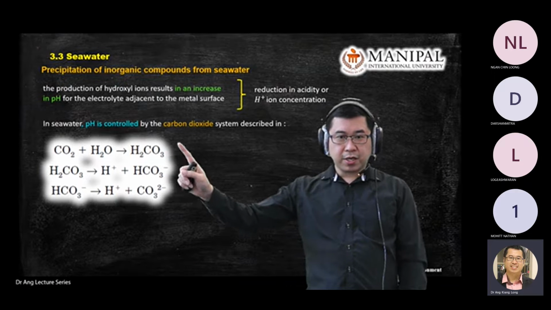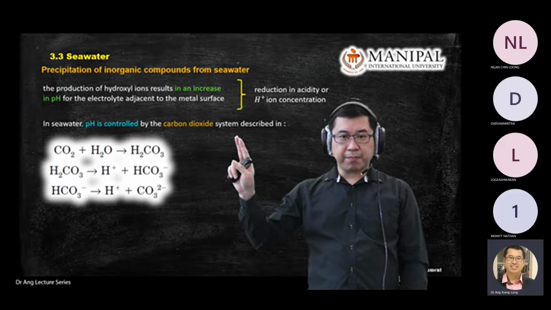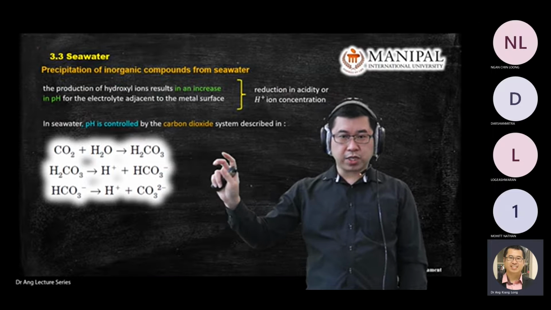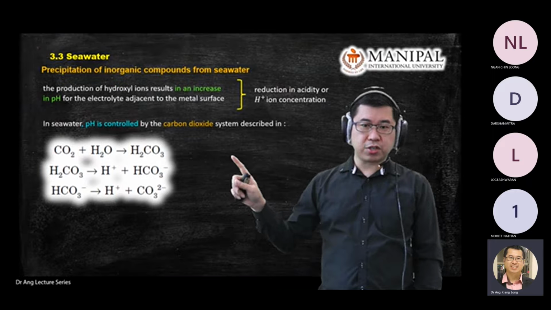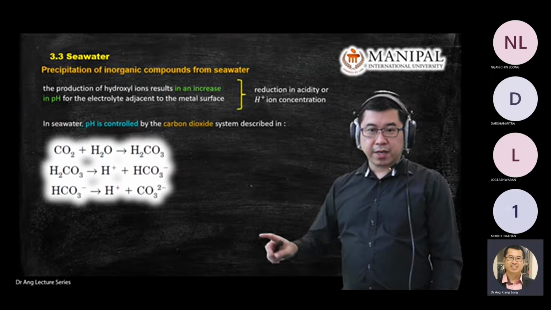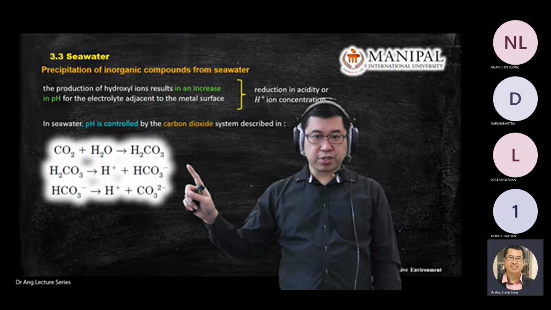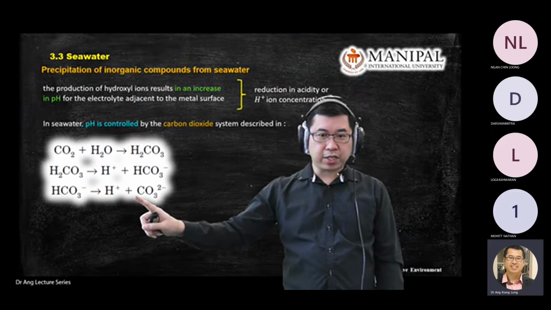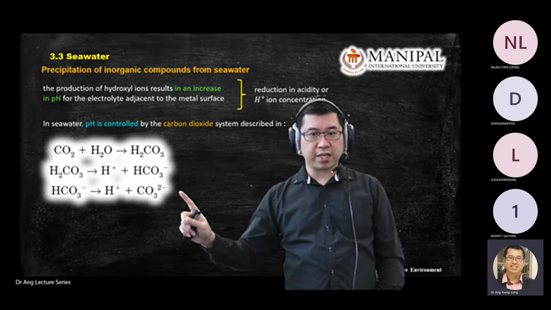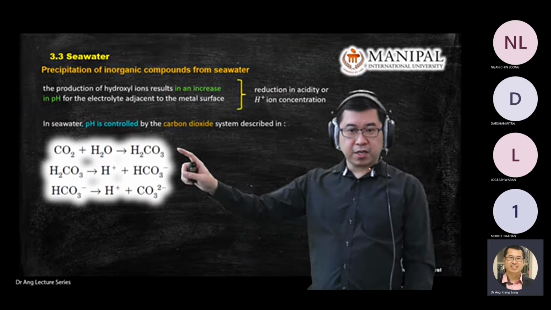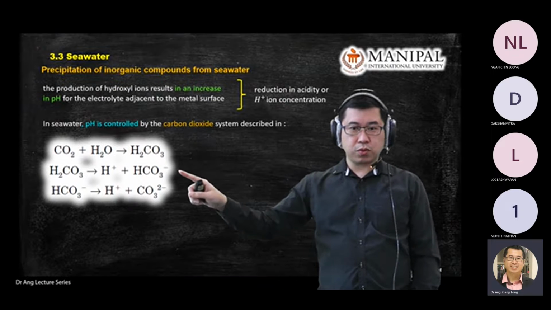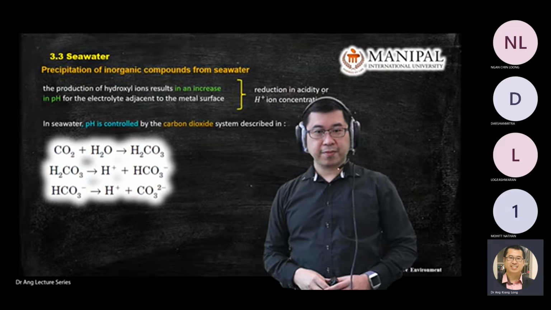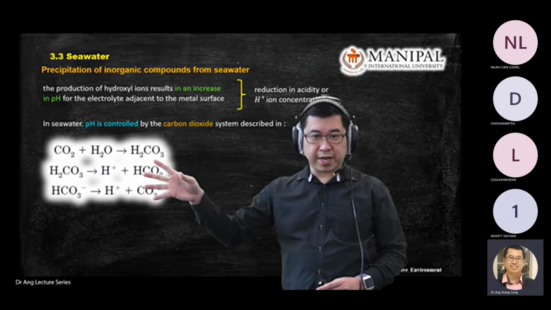And this component, H2CO3, can break into charges. H2CO3 can break into two charges, H positive and HCO3 negative. And HCO3 negative can further break into H positive and CO3 2 negative. So you can see from the first process into the second and third process, do you see something linked with the pH value? The H positive is there.